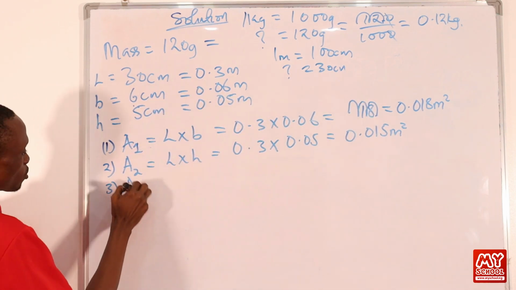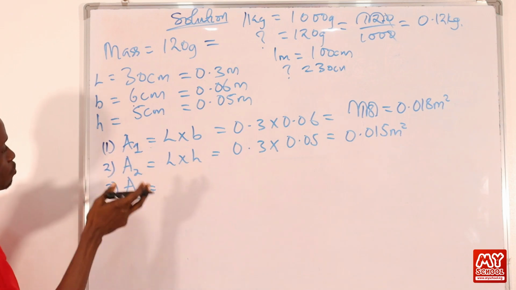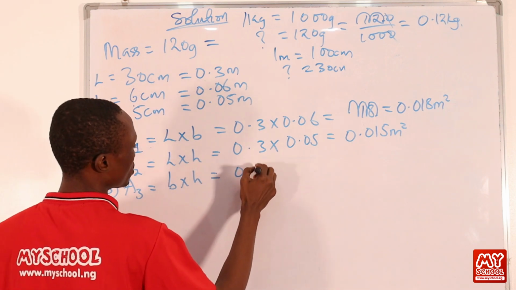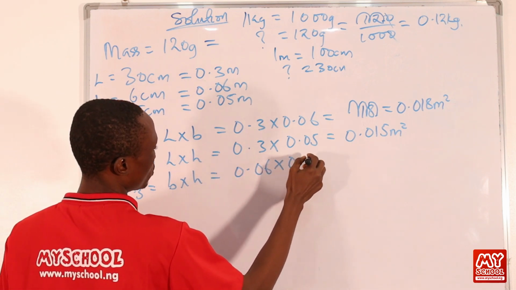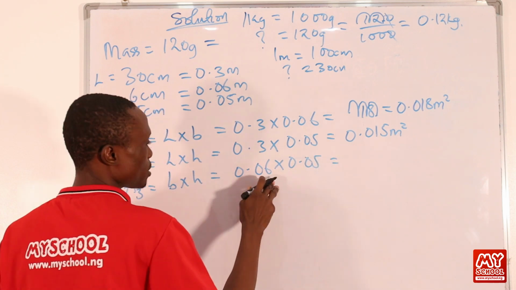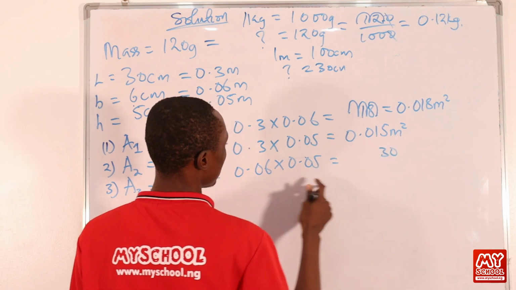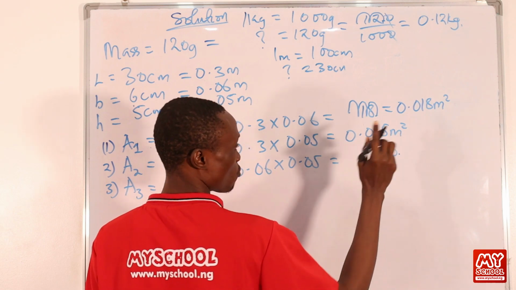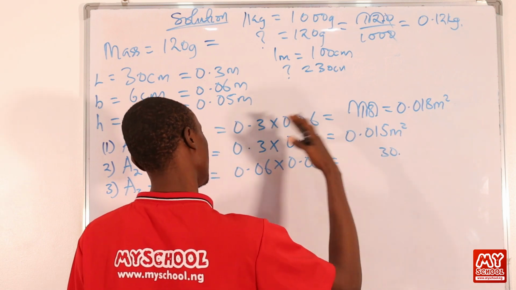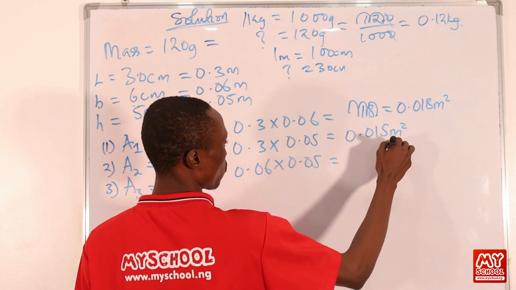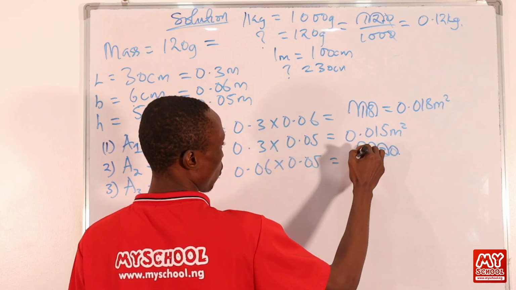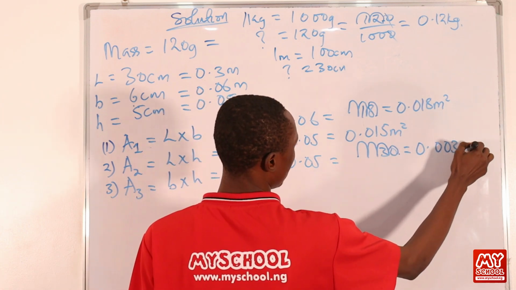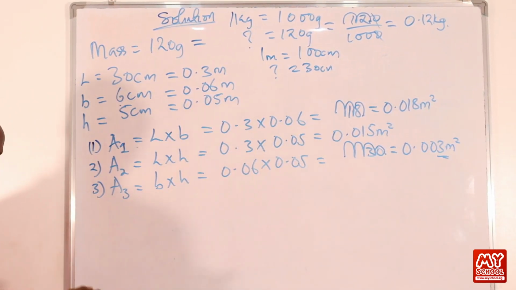So for the third one, let's call it A3. That would be the combination of the breadth and the height, that is base times height. In this case, we'll be having 0.06 times 0.05. If we multiply this, that will be equal to 30. This is to 2 decimal places, this is to 2 decimal places, and there's an invisible decimal point in front of every whole number. So we'll move 4 times to our left. So we have 1, 2, 3, 4, so that this becomes 0.003 meter square. Right, so these are the areas.